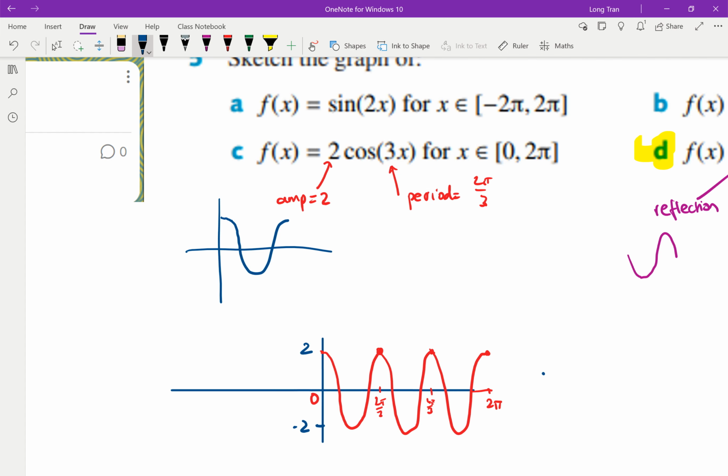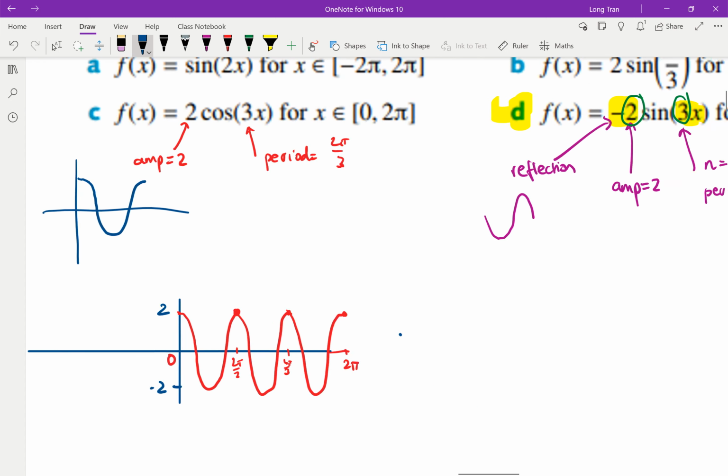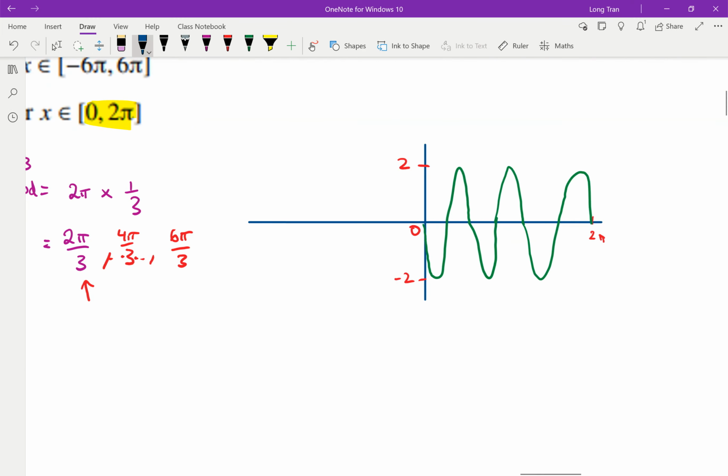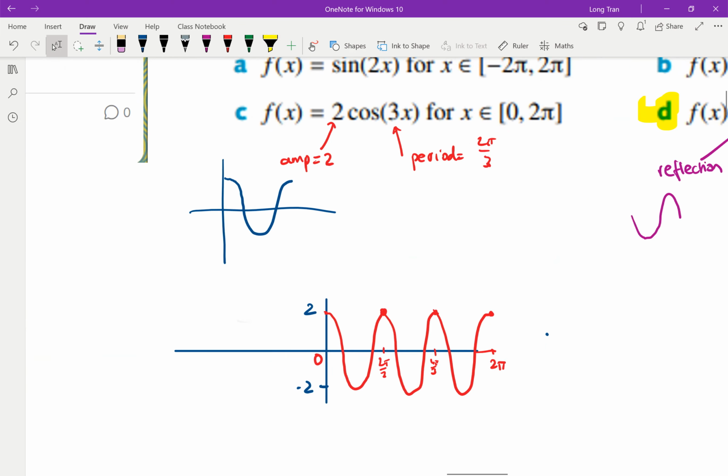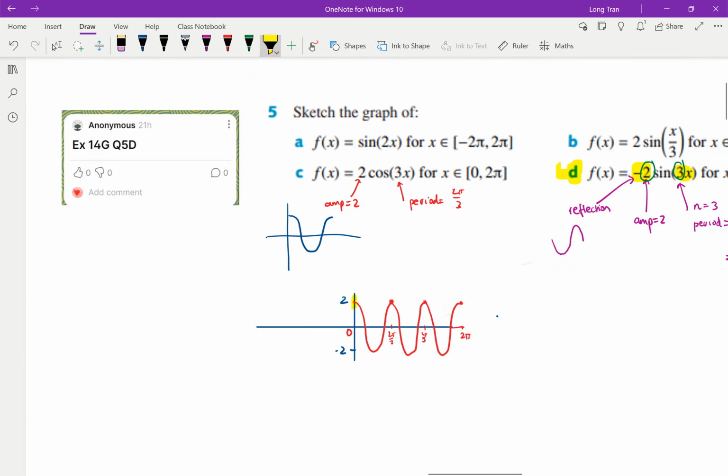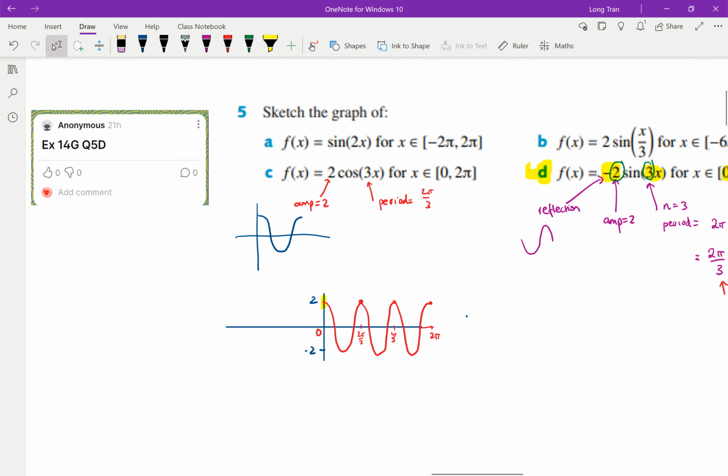That is my cosine graph, which is different to the sine graph because, again, notice it doesn't start off at 0. It doesn't start off at the maximum or minimum of the sine graph. In this case, it starts off at 2. So that's how you would do a cosine or a sine graph with extra number of cycles.